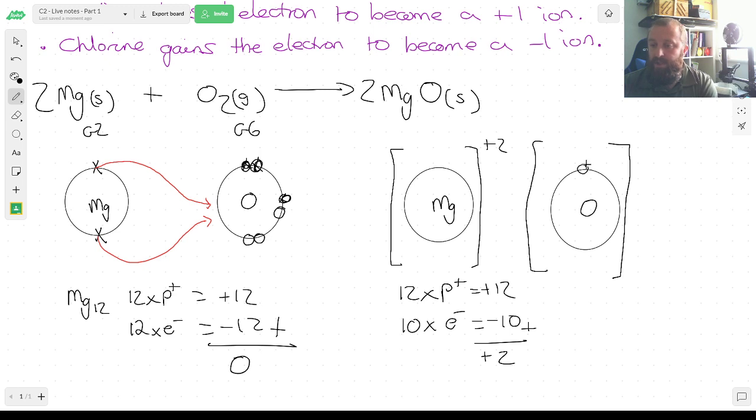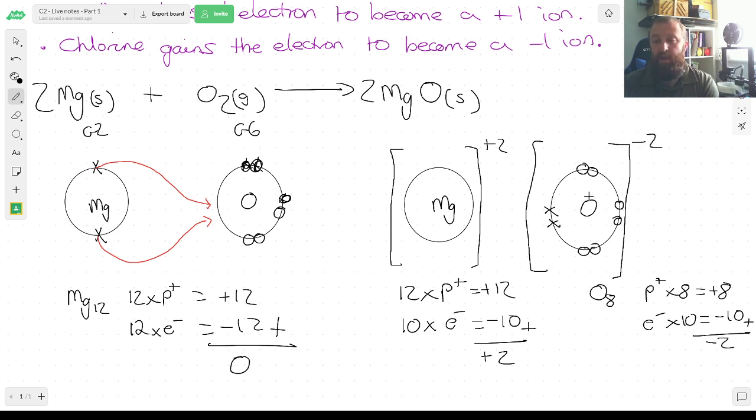If we do the same thing for oxygen, let's put my electrons in. There's the 6 it started with, but remember it's gained 2 from magnesium. So if I do the same thing, oxygen is 8, so therefore I'm going to have 8 protons, so I'm going to have +8. But I've gained 2, so it's now going to have 10 negatives. So if I add those together, I end up with -2.